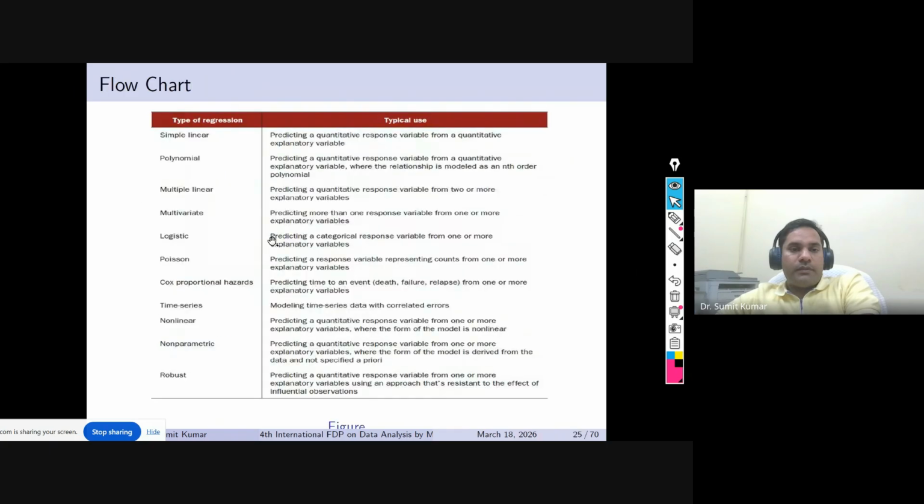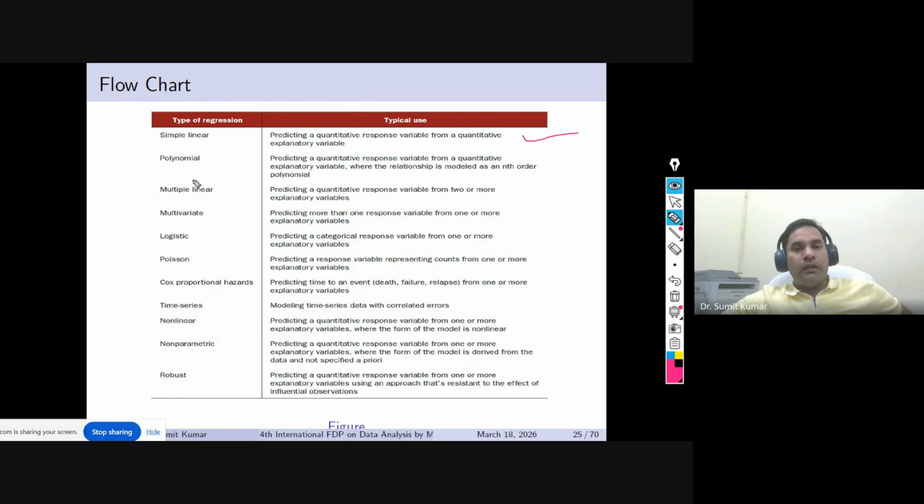This we have already discussed. So basically, this is the flow chart. You can take a screenshot. With simple linear regression, you have some predictive quantity, the response variable, and the explanatory variable. Both are quantitative. Polynomial means when you have higher degree polynomials, you have to find the quadratic fit.